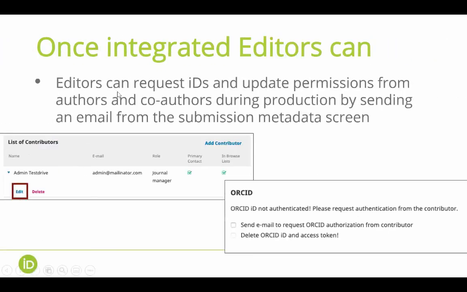And once you've integrated editors, what can editors do? Editors can actually request IDs and update permissions from authors and co-authors during production by sending an email. So if you are an editor, you sign in to your OJS management admin interface. In this screenshot, you can see you can help send an email to request ORCID authorization from your contributor, like your author. This is really convenient for editors to help authors that may not be 100% clear about how to authenticate his or her ORCID iD into your journal.